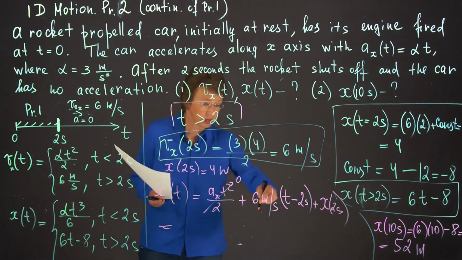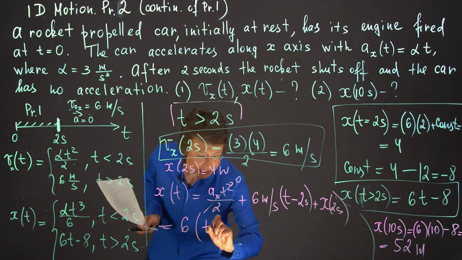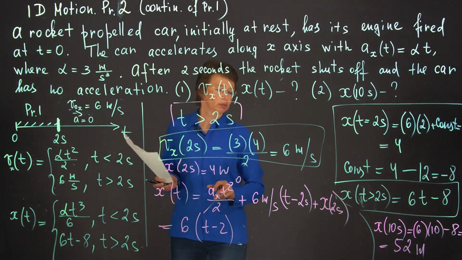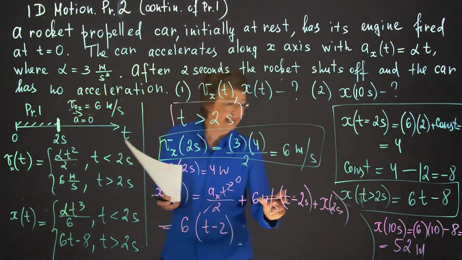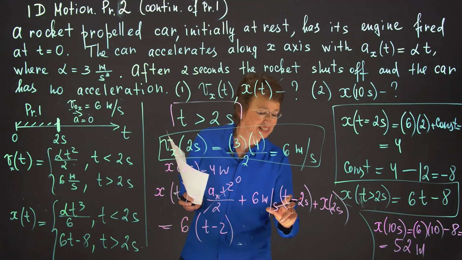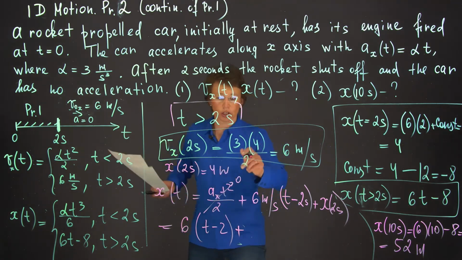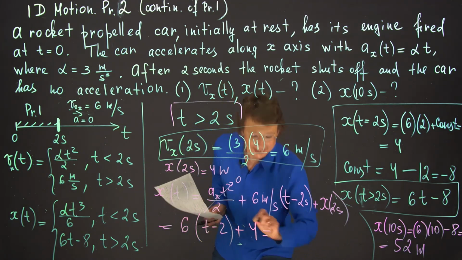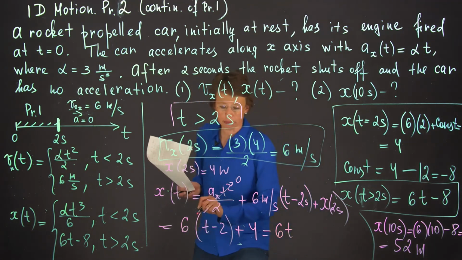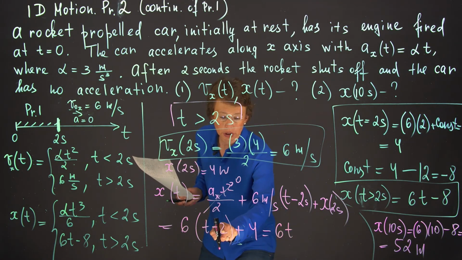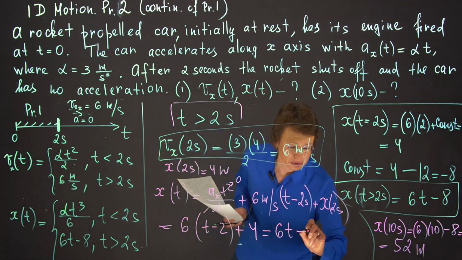And let's work with this formula. So what do we have? 6 times t minus 2. I think I already convinced you that we cannot go back. We start our clock at 2, so I can write just t greater than 2. And then plus x at 2 seconds, which is 4. What is this? 6 times time, 6 times 2, it will be minus 12 plus 4, which is minus 8.